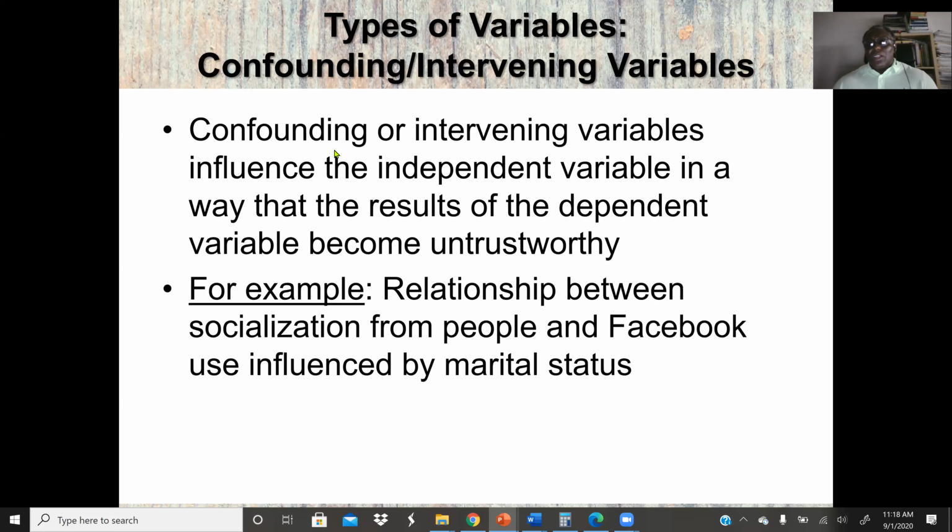So here we say confounding or intervening variables will influence the independent variable in a way that the result of the dependent variable becomes untrustworthy. So that's why, again, the confounding variable is a variable that we always want to eliminate from our research. An example they gave here: the relationship between socialization from people and Facebook use is influenced by marital status.